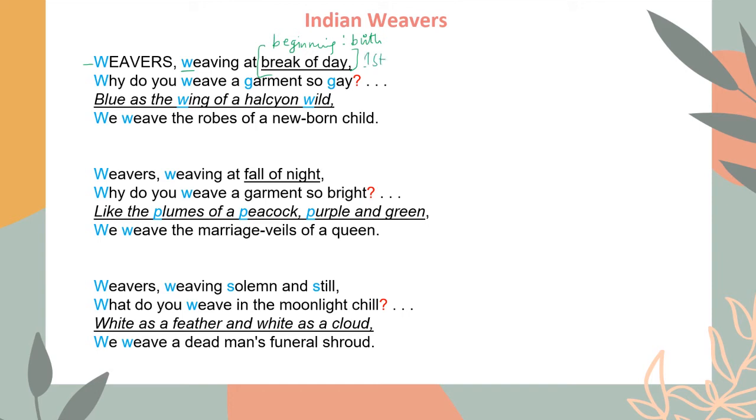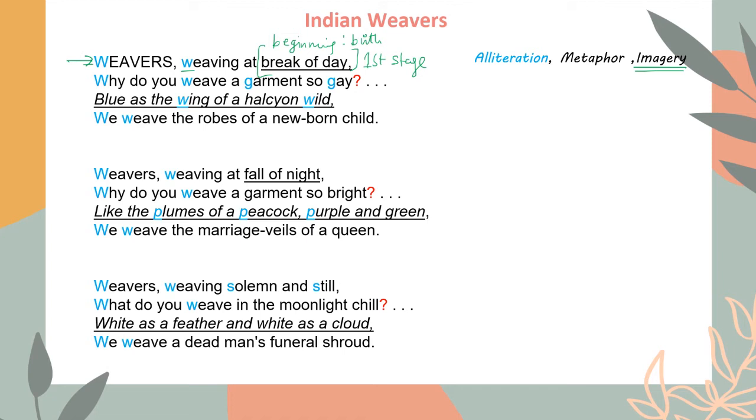And there is also an imagery. When you read this stanza, you create an image in your mind. When you read this line, we were weaving at break of day, immediately a scene is created in your mind with the help of these words. Like in the early morning dawn period, you can imagine a weaver who is weaving something.